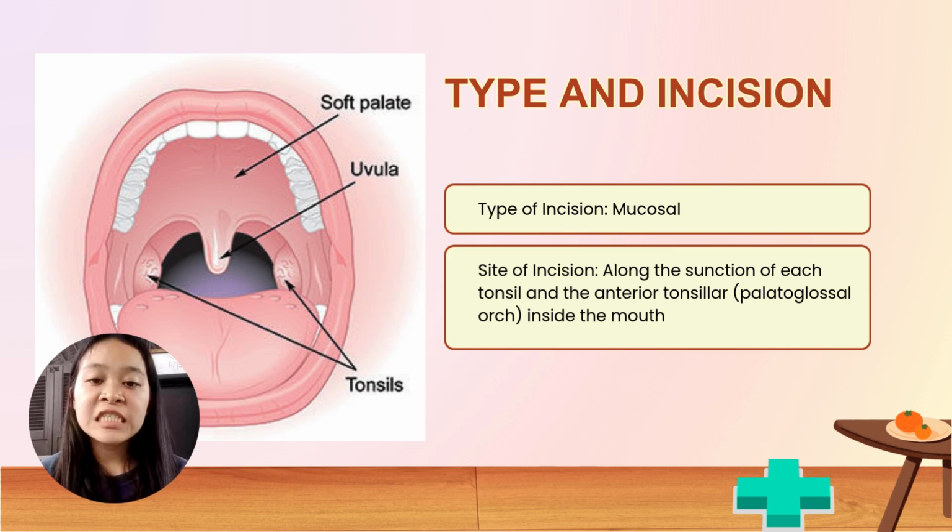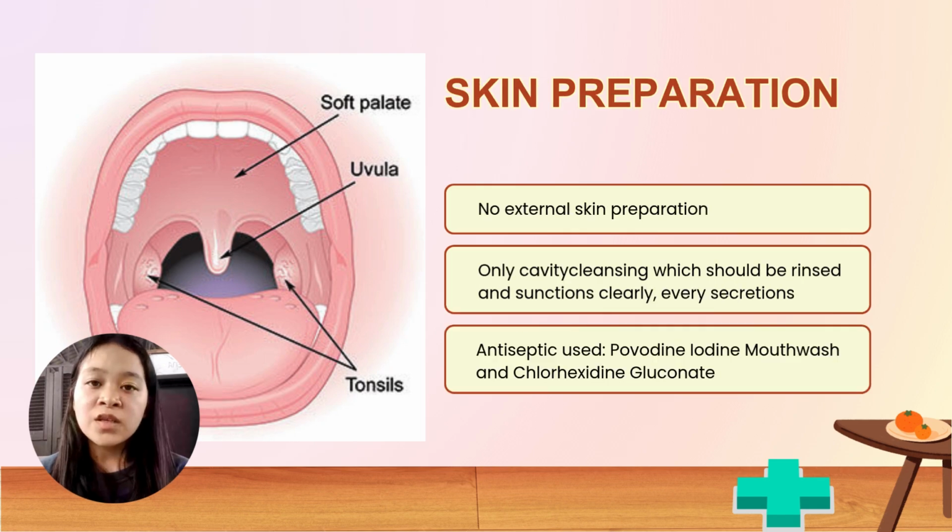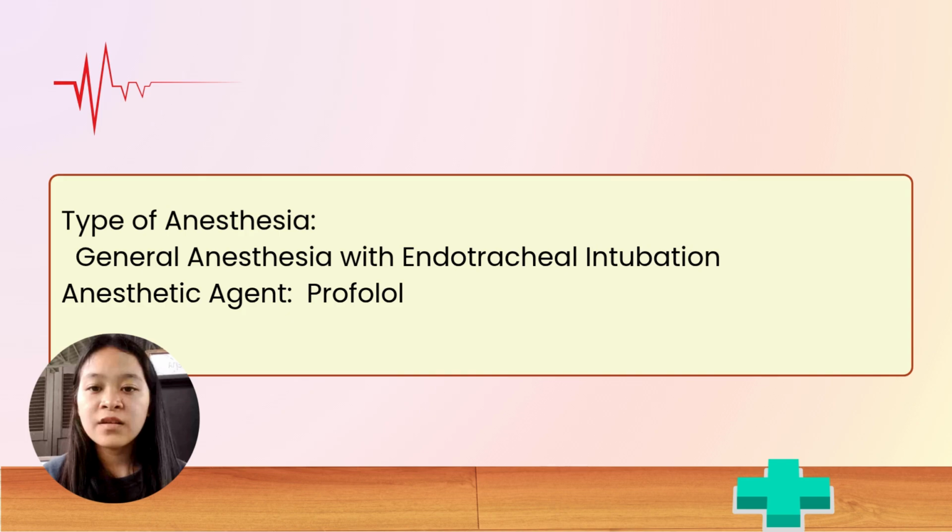The type of incision here is mucosal and its site is along the junction of each tonsil and the anterior tonsillar pillar inside the mouth. In tonsillectomy, we don't do skin preparation externally, only cavity cleansing, which should be rinsed and suctioned clearly. The antiseptics here are povidone iodine mouthwash and chlorhexidine gluconate.